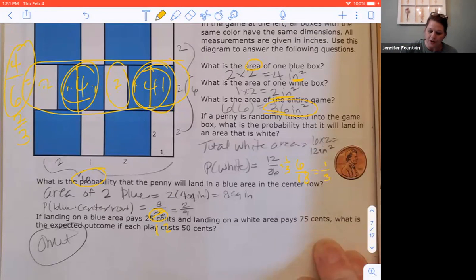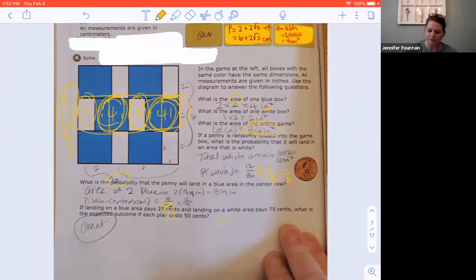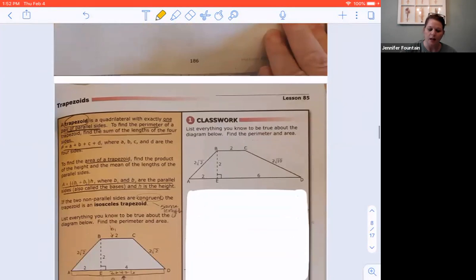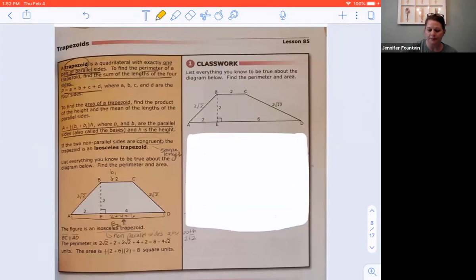All righty. So when I look at my area of my blue, I've got 2 times 2 is 4, 2 times 2 is 4. So my area of blue is going to be 8. My area of white is going to be 2 and 2 is 4. And so that's why I end up having 8 over a total of 12, because 8 and 4 is 12. All right. Maybe I've confused you enough with that. Let's go ahead and take a look at trapezoids.